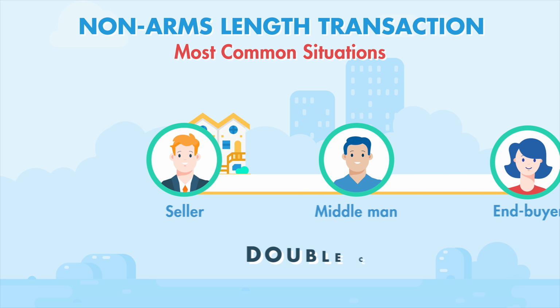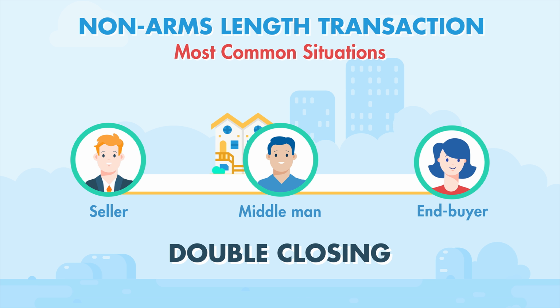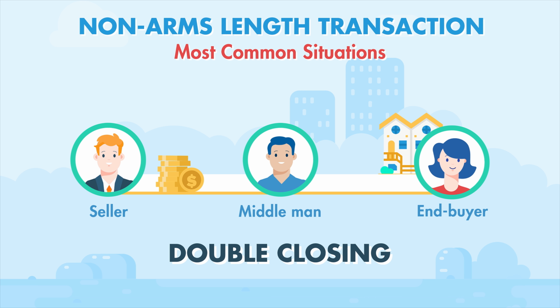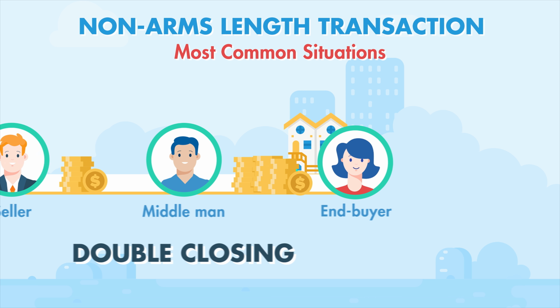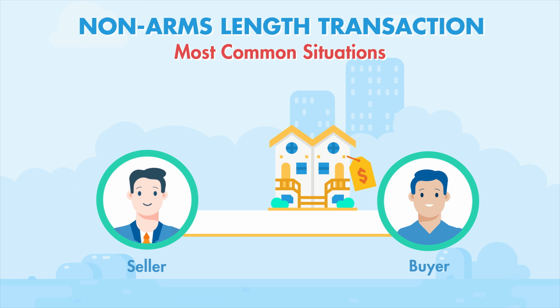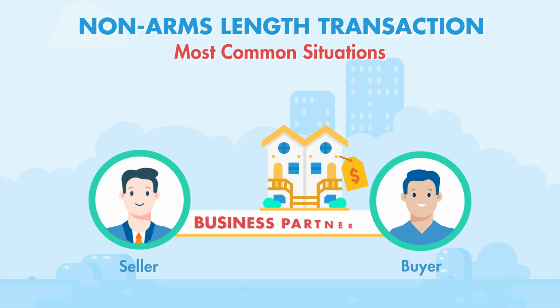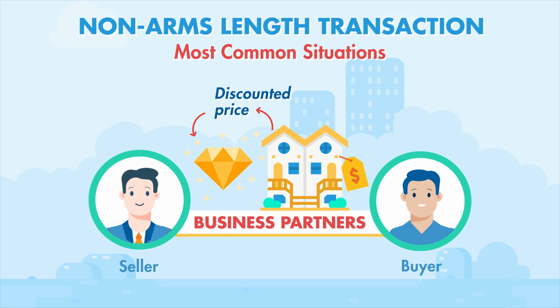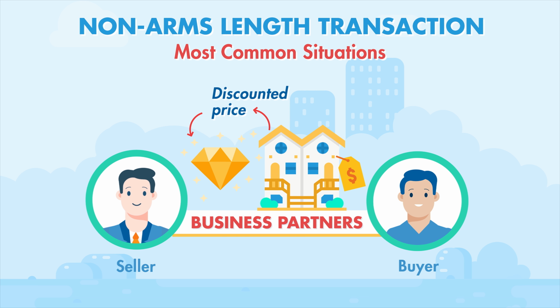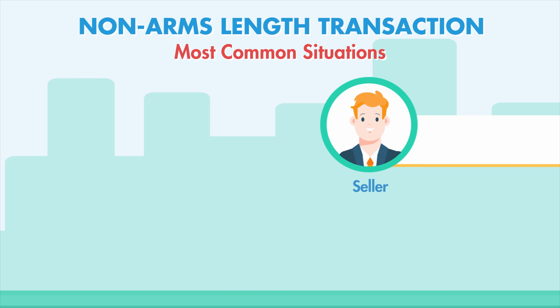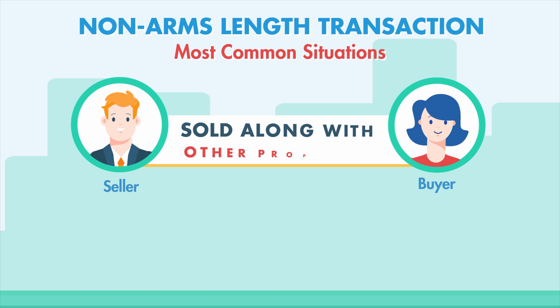Another example is when someone does a double closing, when the first transaction is clearly much lower than the second transaction that occurs immediately thereafter. And a non-arm's length transaction can also happen when someone sells their property to a business partner at a discounted price in exchange for some other value apart from the real estate transaction, or just because they have a close relationship.